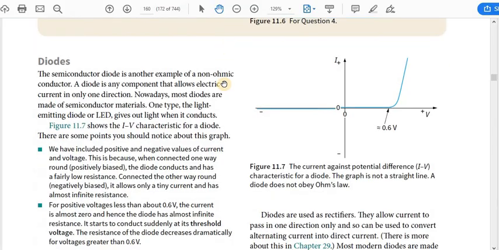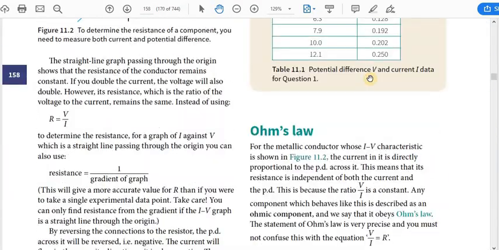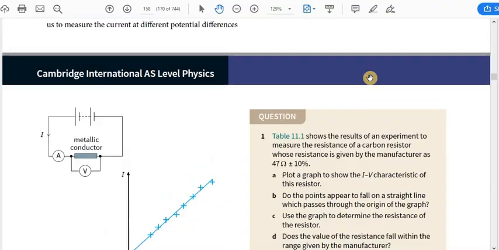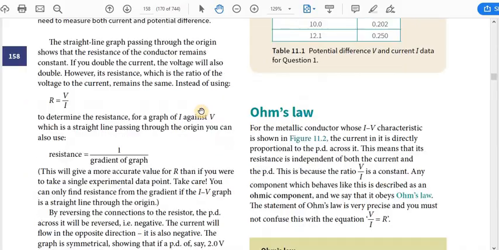Then here we have another non-ohmic electrical component. Why is it non-ohmic? Because the graph of I versus V or V versus I is not a straight line passing through the origin. If it was a straight line passing through the origin, then the component is an ohmic conductor. For example, we saw it for the conducting material, the metallic conductor. For example, a wire, it's a straight line. So this is an ohmic conductor.